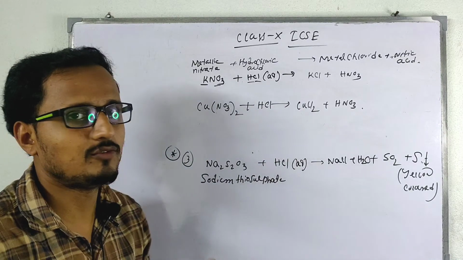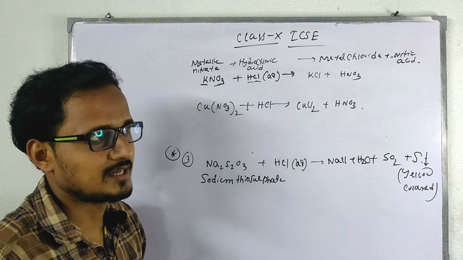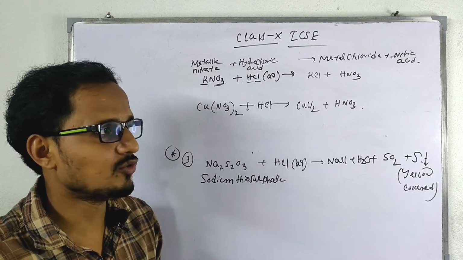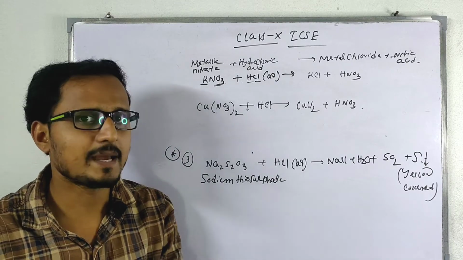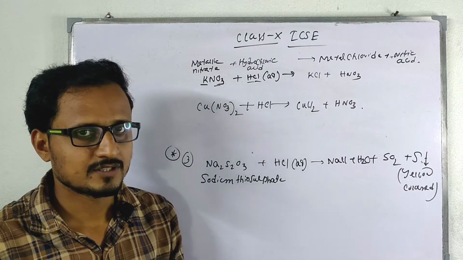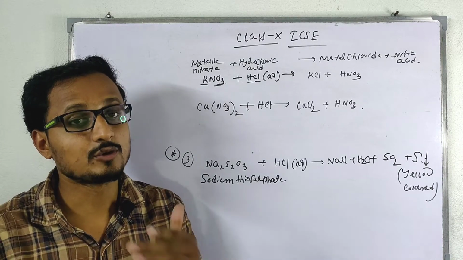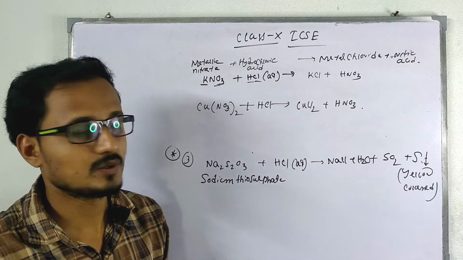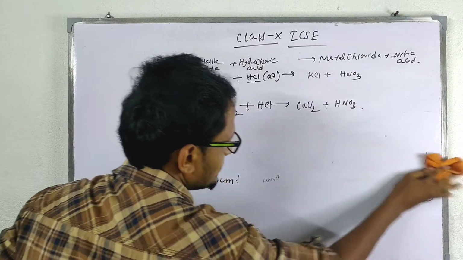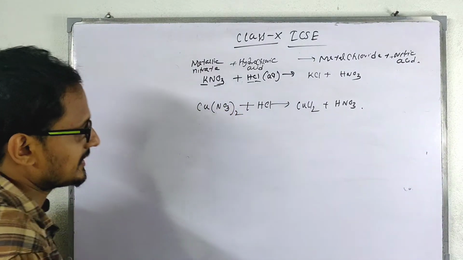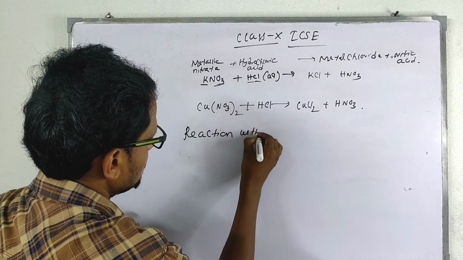Now we will discuss how HCl reacts with oxidizing agents like manganese dioxide and lead dioxide. When it reacts with an oxidizing agent, say manganese dioxide, MnO2 reacts with HCl, it will form MnCl2, with chlorine gas evolved, and water. Okay, so this is the reaction. What is the reaction? Reaction with oxidizing agents.